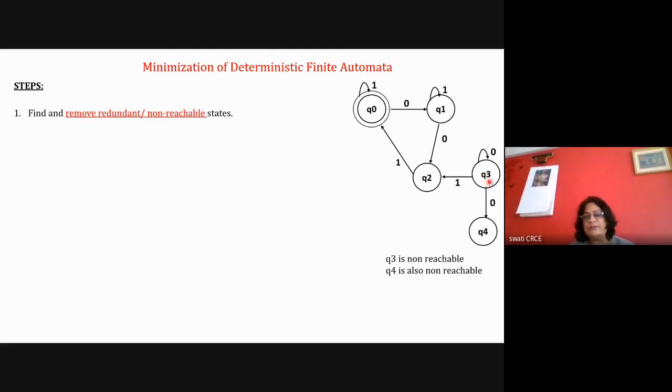So one thing you can do whenever you are trying to find a non-reachable state is check whether there is any incoming transition for the state. If there is no incoming transition, then it may be a non-reachable state. But for Q4, there is an incoming transition. Still, it is a redundant or non-reachable state, because it is getting the incoming transition from a non-reachable state. So we can define what is meant by a non-reachable state. Any doubt in this? Here I'm saying that Q3 and Q4 are non-reachable. Have you understood that? Please reply to me on chat.